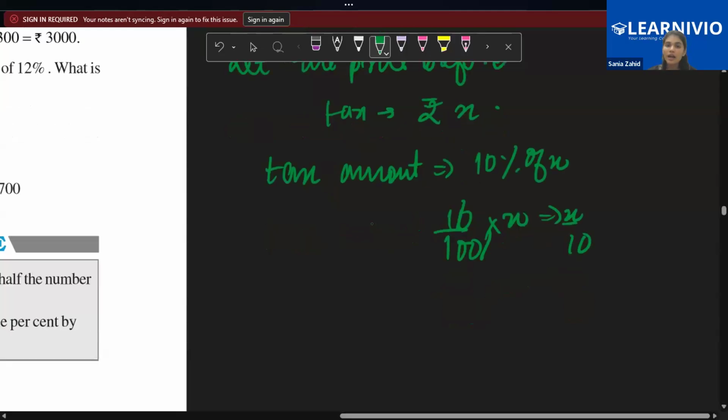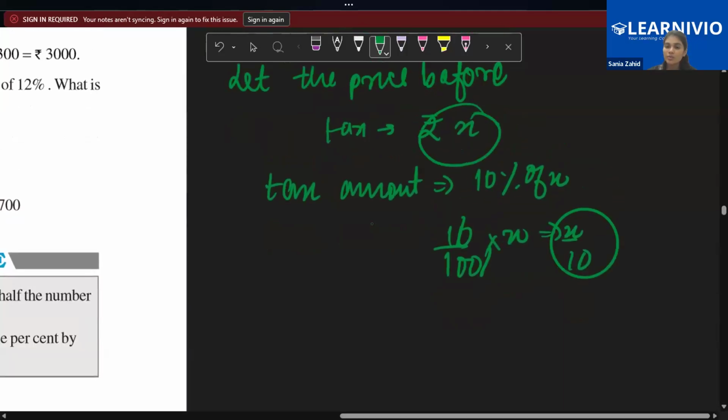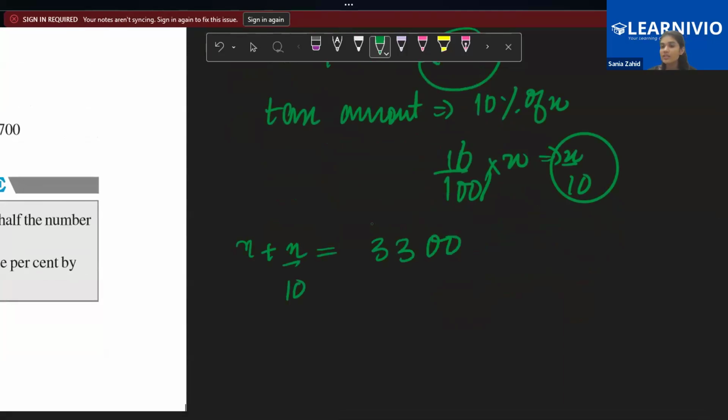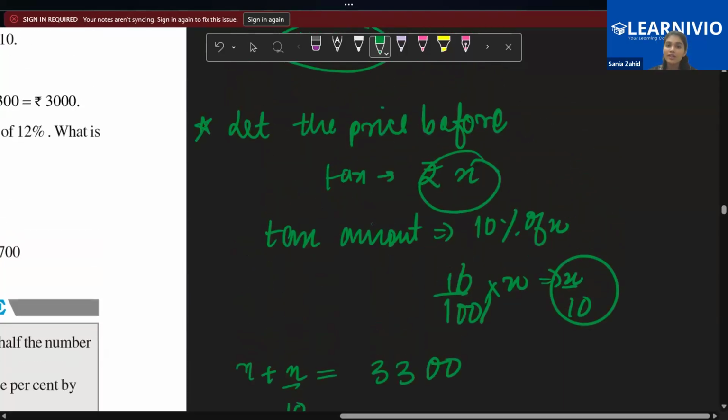Right, children? Now you are adding this tax amount to the initial amount. So X plus X by 10 you are doing. And then you get the price after tax, that was 3,300, that was given. And this is an important question now. Why? Because this is not a direct method.